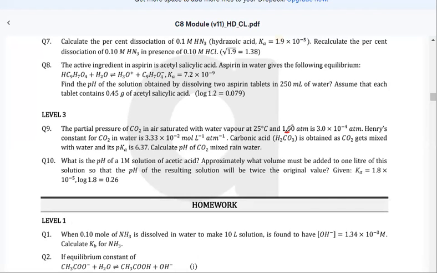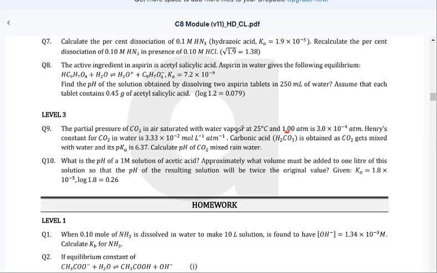So what is given? Wait, everyone. What is given? First of all, write down whatever is given. Okay. So what is given? We have water vapor at, I'll just tell you, right, what to do. Now, here's Henry's law. Okay. Henry's constant is given and partial pressure is given.